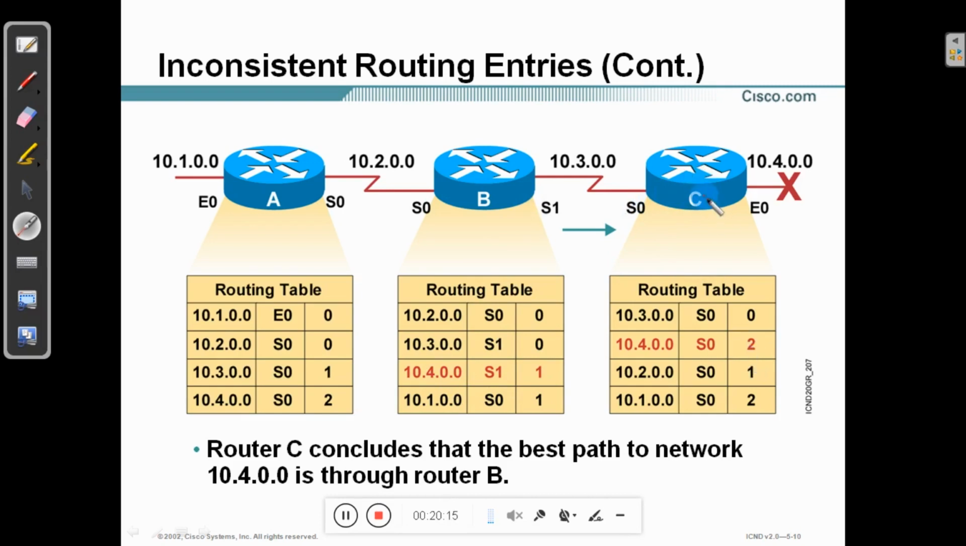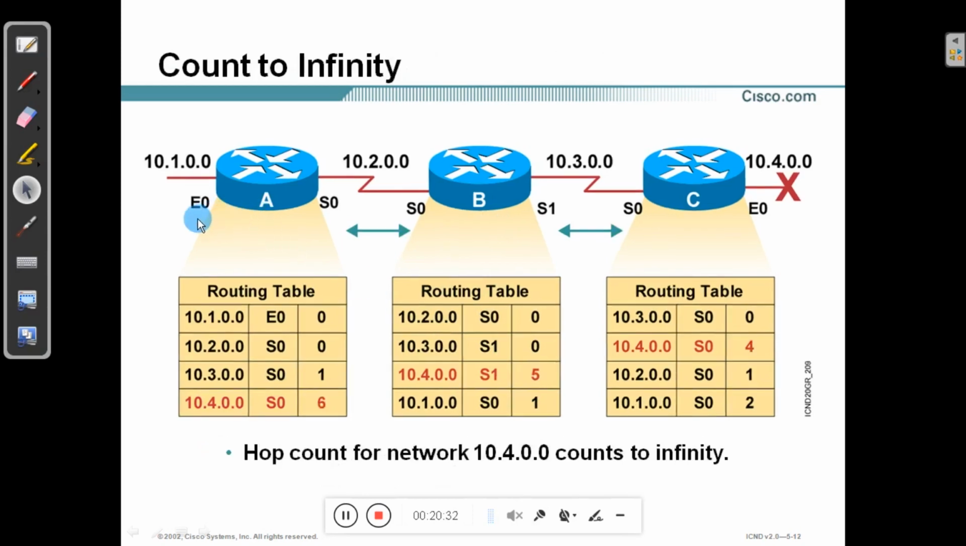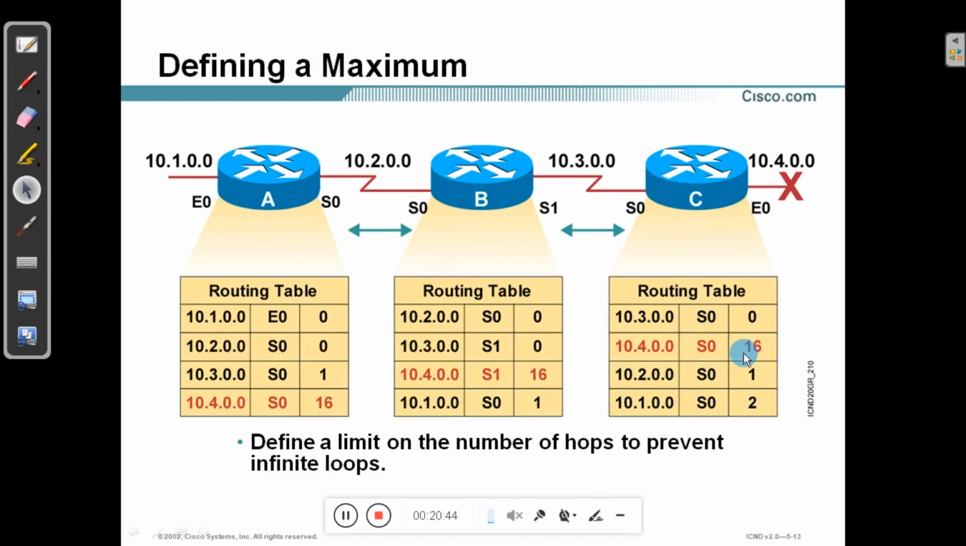Now when the update turn comes for router C, it will pass that information to router B. Router B will modify that information in its routing table and pass it to router A. Similarly, once again the same information is moved to router C, and router C will update its routing table. Now the count to reach 10.4.0.0 reaches infinity if you allow it to loop like that.